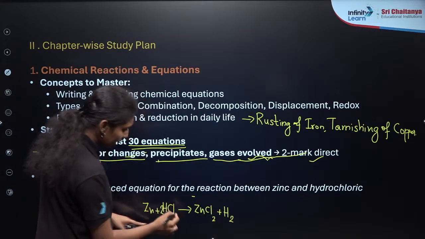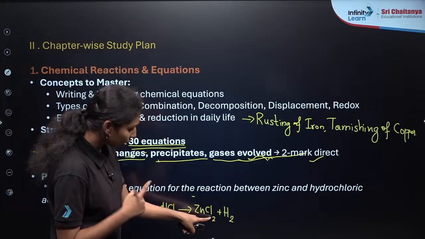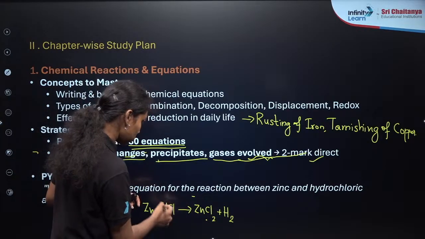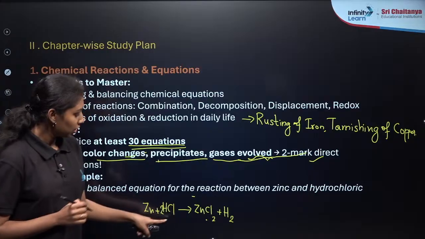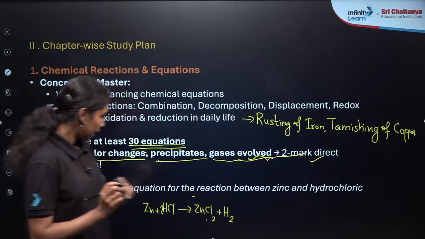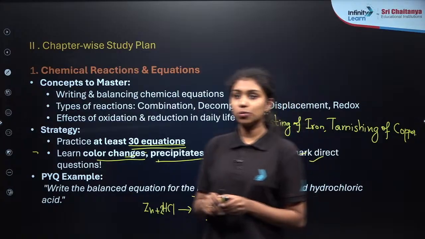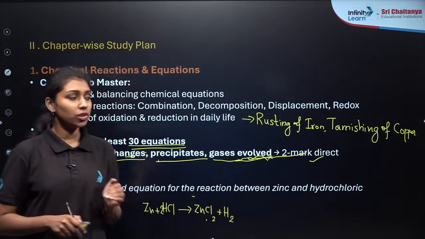So it will be 2 HCl. Now hydrogen and chlorine are already balanced. Now we need to balance the zinc, right? So 2 hydrogen, 2 Cl. So Zn plus 2 HCl gives ZnCl2 plus H2. I hope you understand. This is about the balancing of chemical equations in terms of the first chapter.